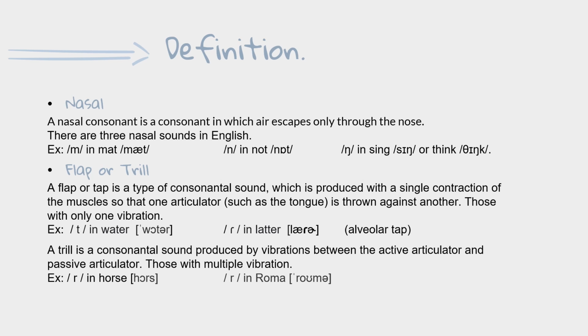I'm Michael Fadlan. I will explain about the material flap or trill. A flap or tap is a type of consonantal sound which is produced with a single contraction of the muscles so that one articulator, such as the tongue, is thrown against another, thus with only one vibration. Flap refers to a way of pronouncing a consonant that involves the tongue lightly touching the roof of the mouth, and the best way to remember this would be to think that the tongue flaps up when pronouncing a flap.